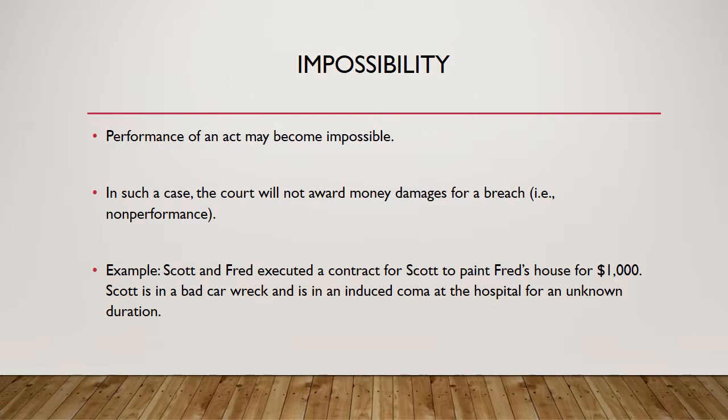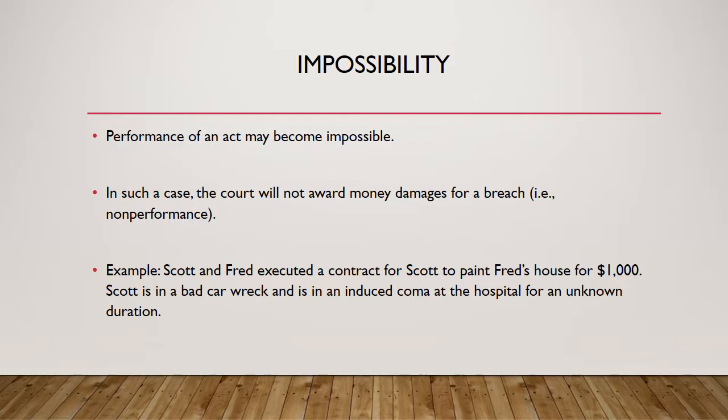When the performance of an act is impossible, the court will not award any money damages for a breach, that is, a failure to perform. So the example here is Scott and Fred execute a contract for Scott to paint Fred's house for $1,000. Scott is in a bad car wreck and is in an induced coma at the hospital for an unknown duration. Let's say Scott's the painter and Fred's the homeowner.